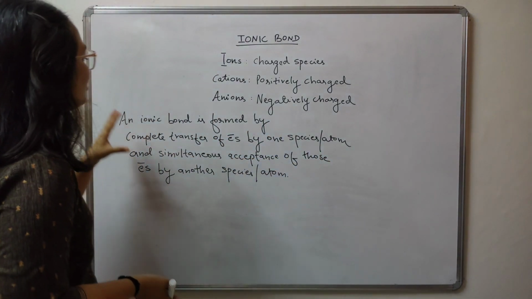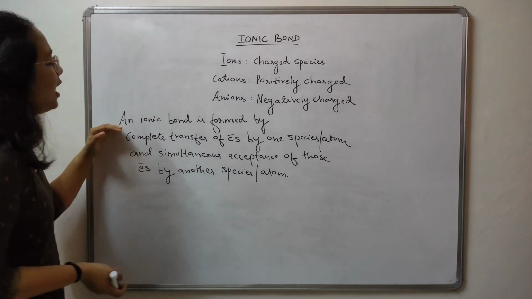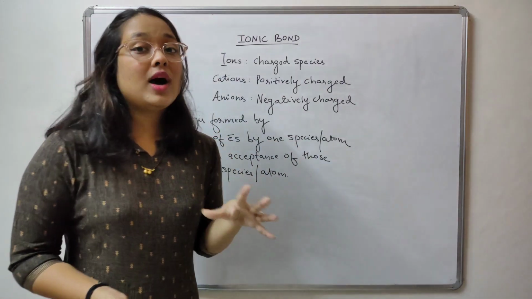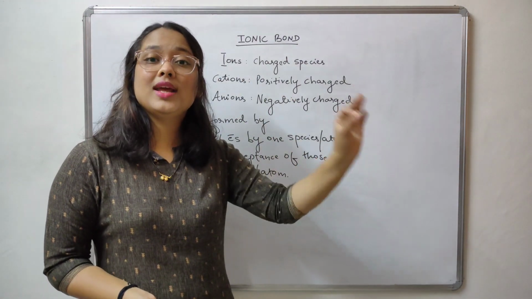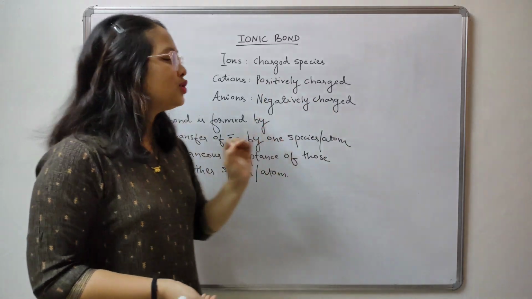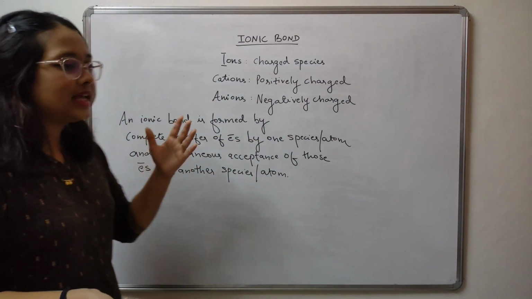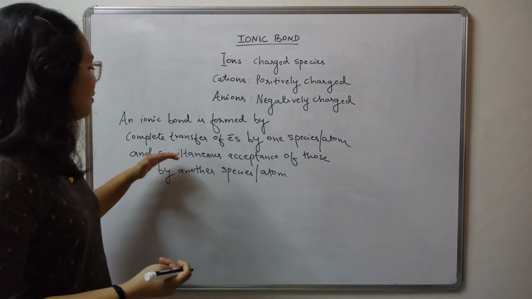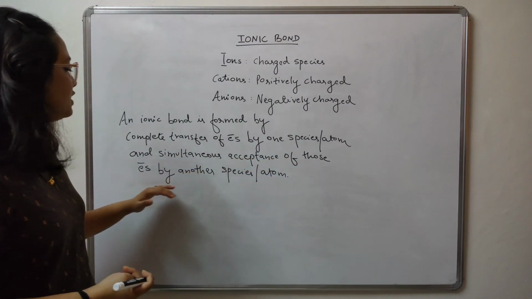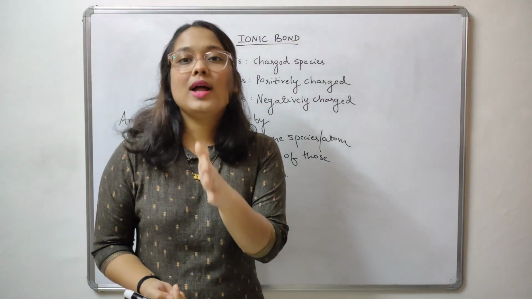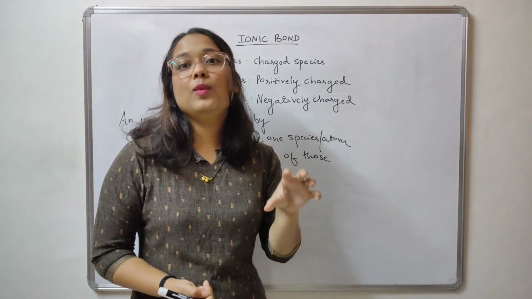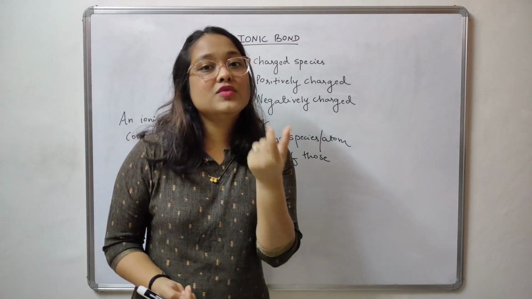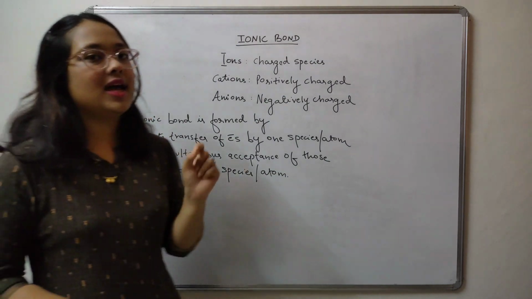Let's read through it and then I'm going to explain the same using an example. An ionic bond is formed by complete transfer of electrons by one species or one atom. So there is an atom which is going to donate electrons, and simultaneous meaning at the same time. When one atom is donating its electrons, at that very moment another atom is going to accept those electrons. The bond formed in this case will be called an ionic bond.